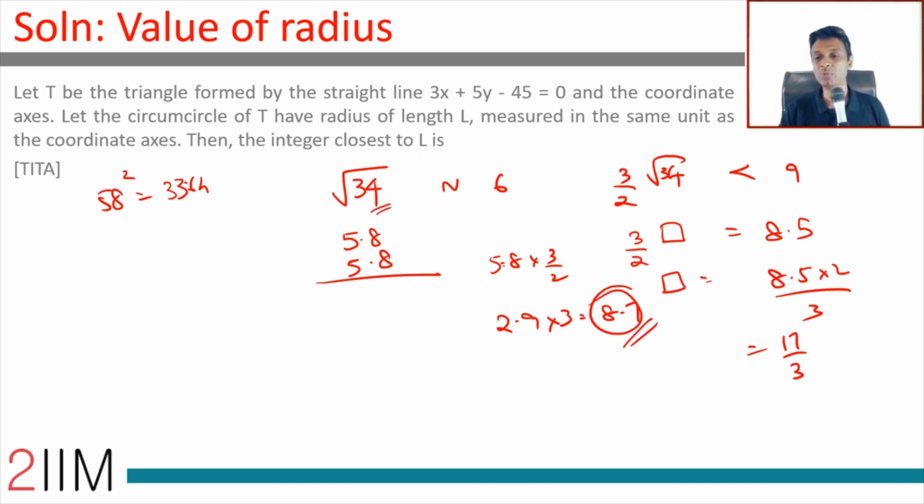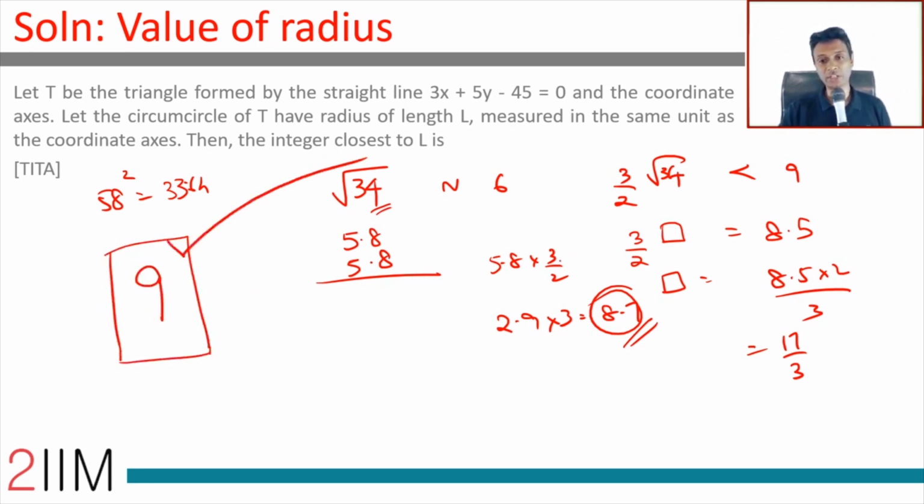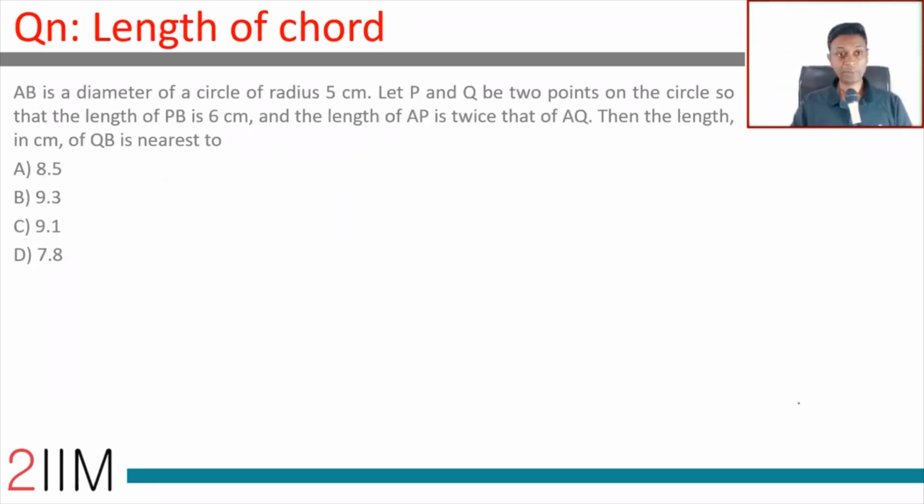So square root of 34 will be more than that. It will definitely get rounded to 9. You're going to be given a calculator, but even otherwise, you can confidently say that the integer closest to L is 9. AB is the diameter of a circle of radius 5 centimeters.